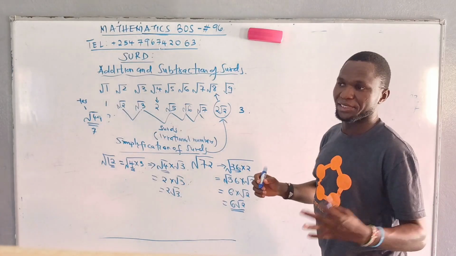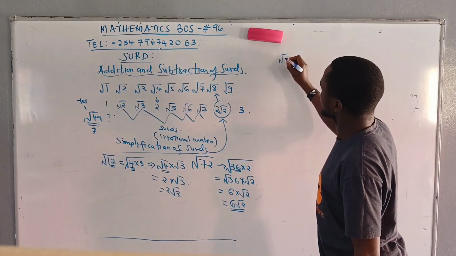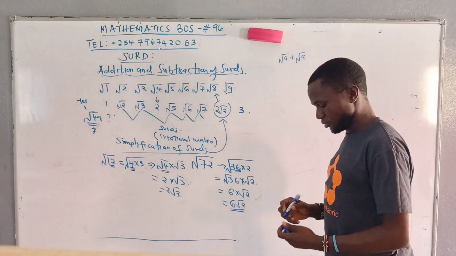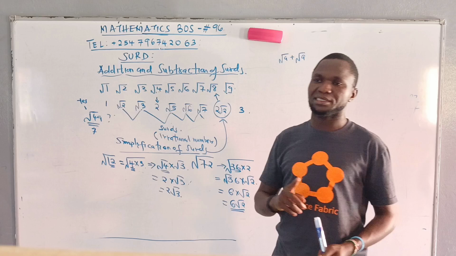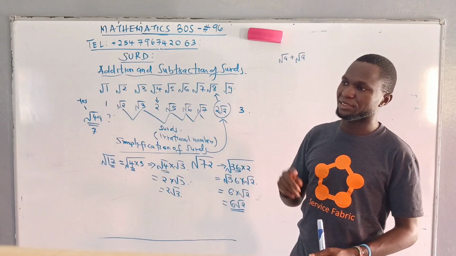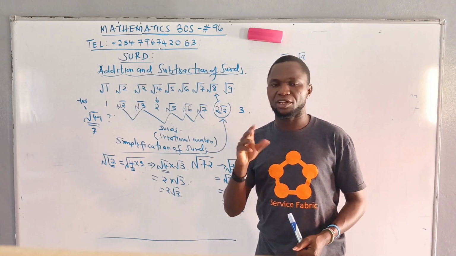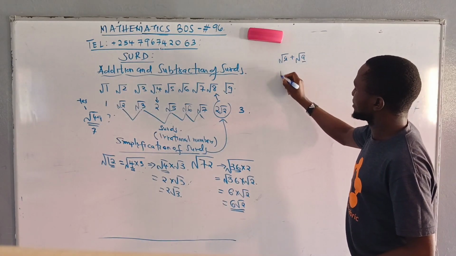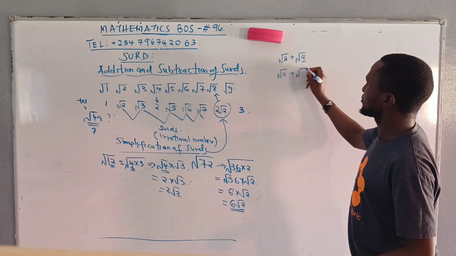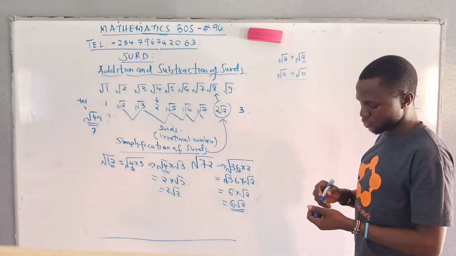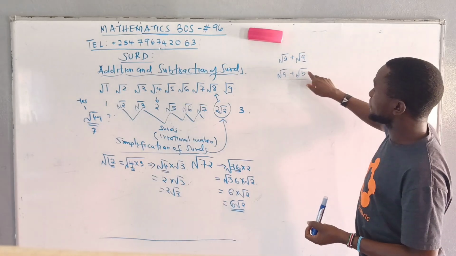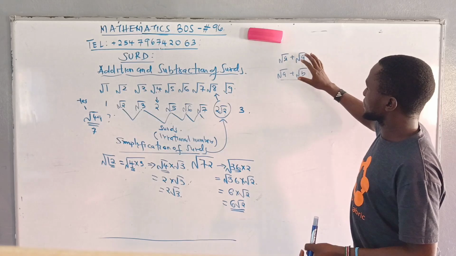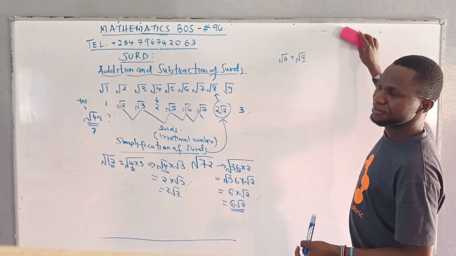So let us start with the simplest one, like root of a plus root of a. Remember, for you to add or subtract surds, they must have the same value, like a and a. But if you have root a plus root b, then you cannot add the two because we have a and b different values inside the root. Now, root a plus root a, and you are wondering what is the answer?